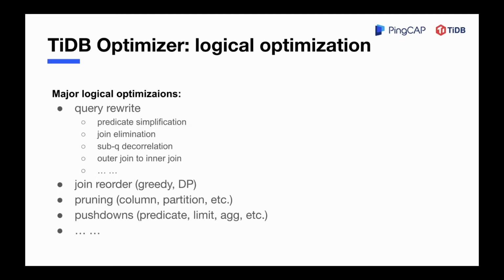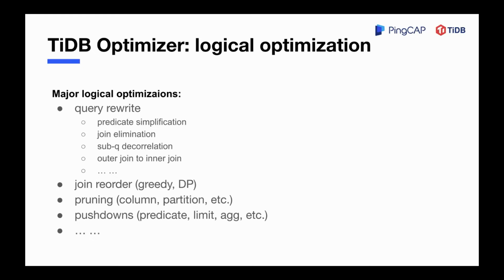And also, we do join reorder. I think everyone probably knows join reorder, right? For example, we have 3 tables. Then how do we join these 3 tables? T1 join T2 join T3, or T2 join T3 join T1. There are a lot of combinations, especially as the number of tables increases. This combination space can be very, very huge.